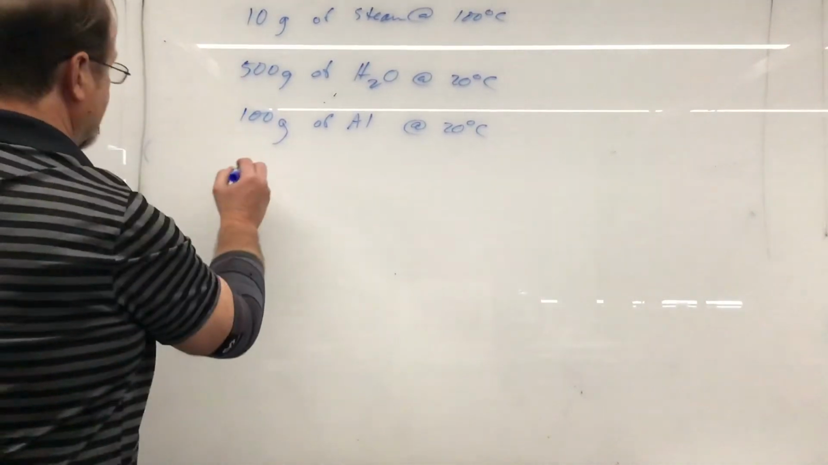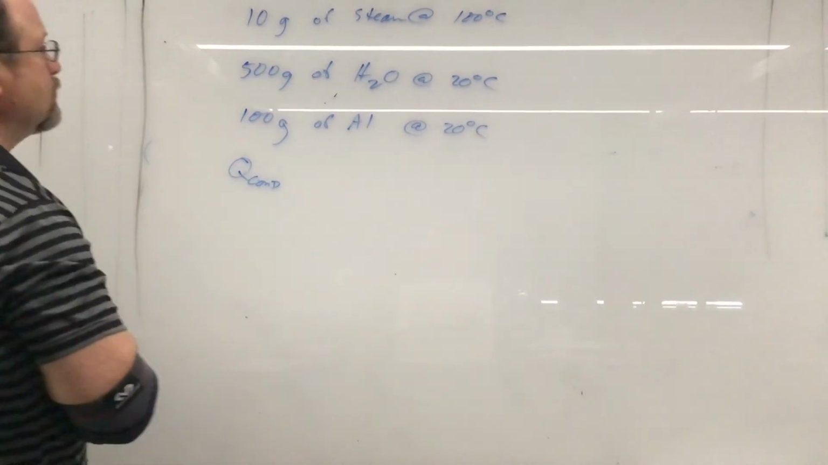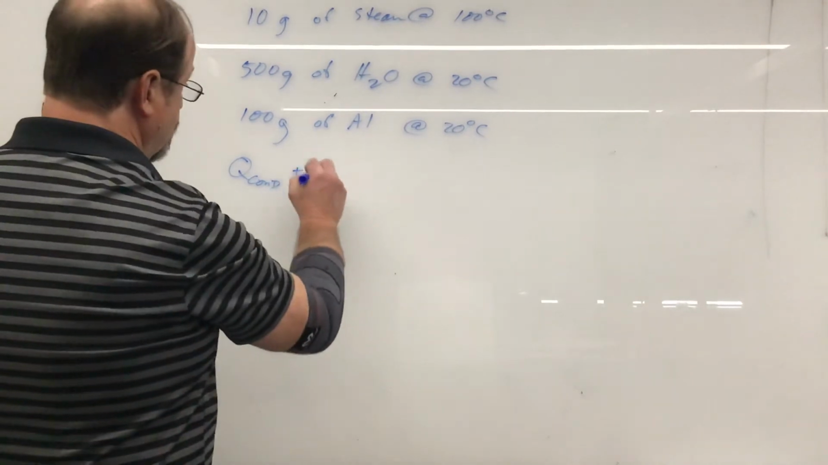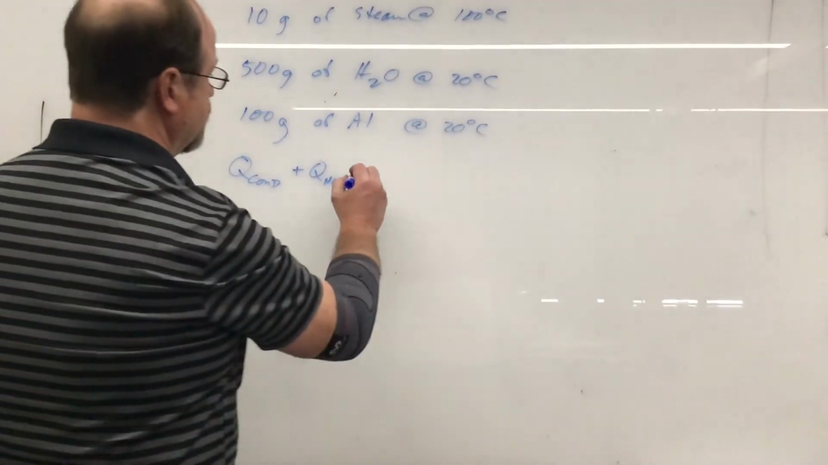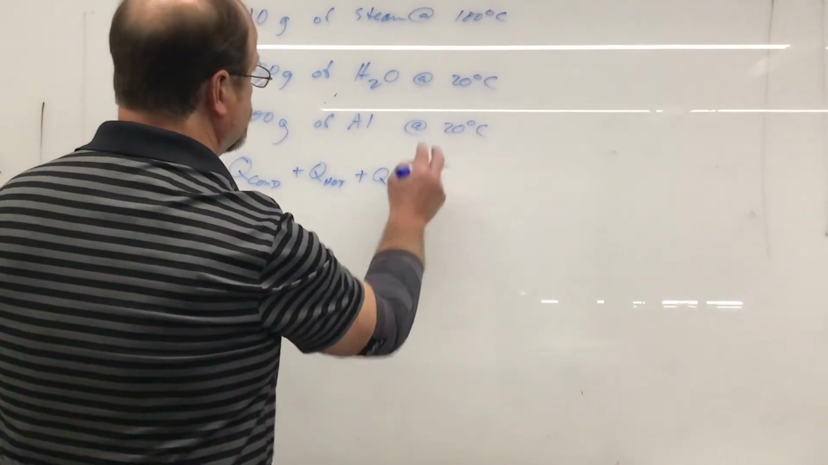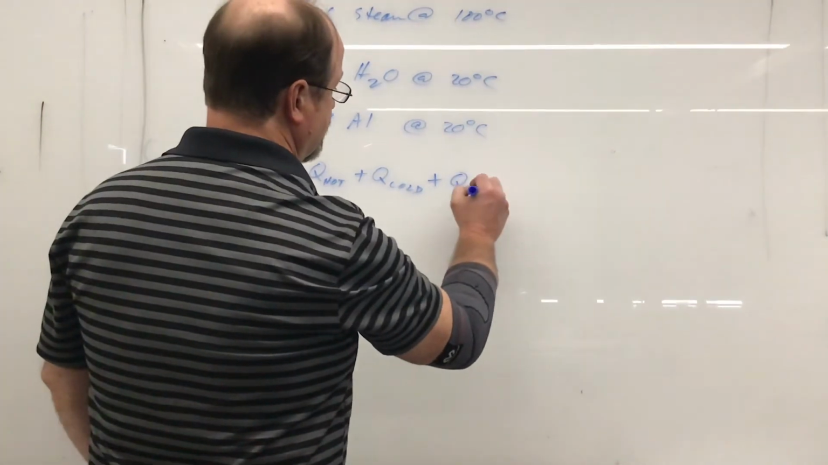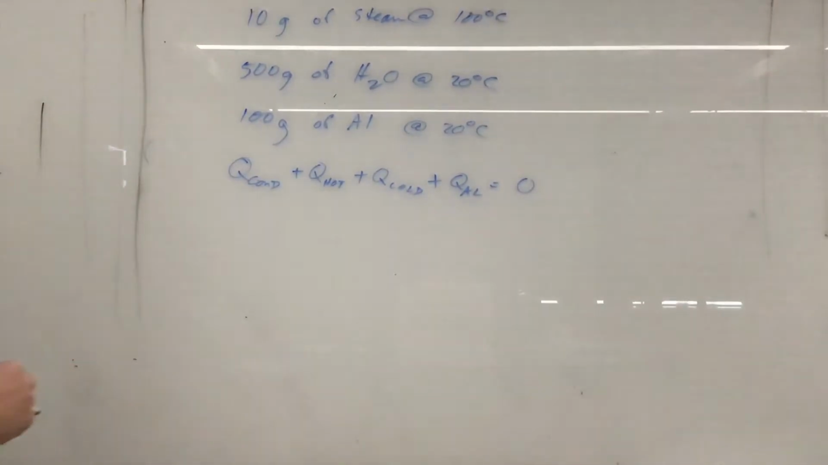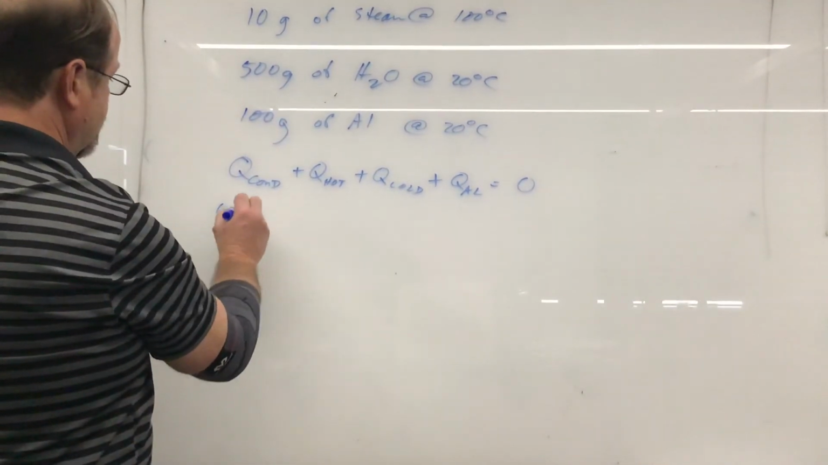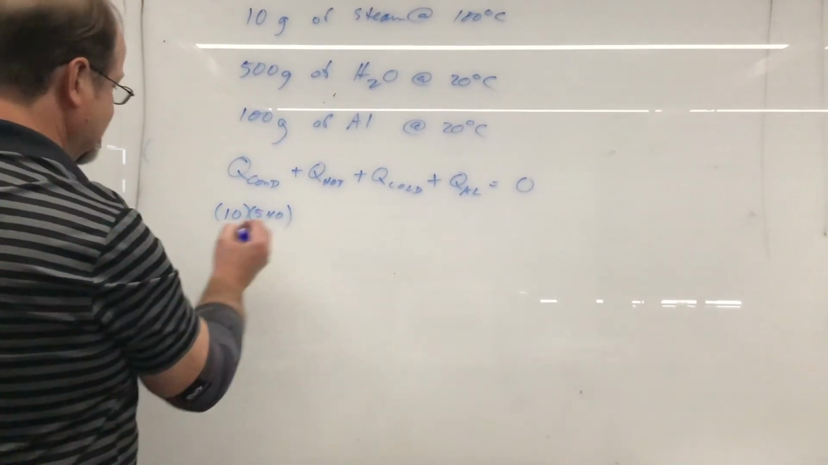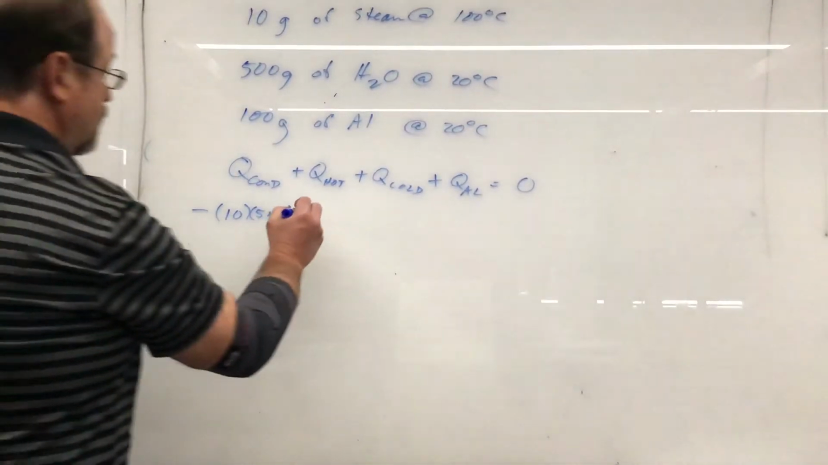Now, we're going to have the Q of the condensation, plus the Q of the hot water that's formed from the steam, plus the Q of the cold water. Cold is relative, of course. This is much less than that. Plus the Q of the aluminum, which is the calorimeter. All of those together have to equal 0. And go ahead and do that. 10 times 540, and as I said, that's giving energy to the system. I'm going to put a minus sign in front of it.